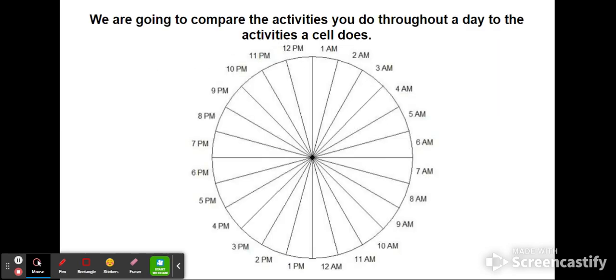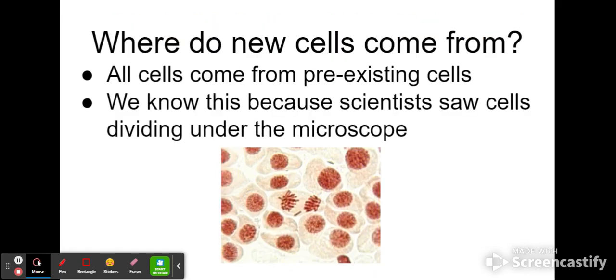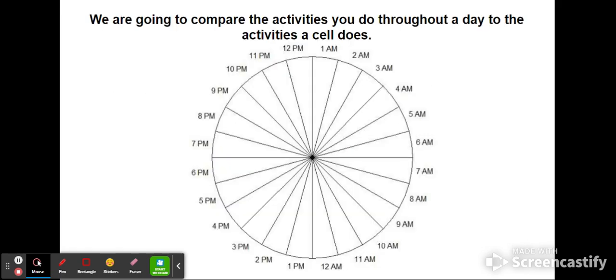So here's the deal. We know that cells divide. They make new cells. What the heck else does a cell do during its lifetime? That's what we're going to look at today. So we're going to compare what a cell does during its lifetime to what you do. We're going to look at one day for you.